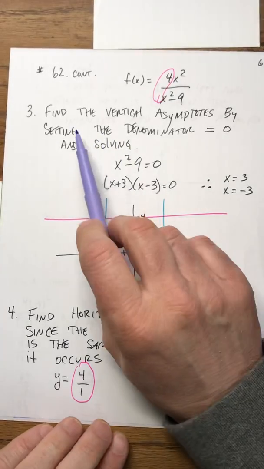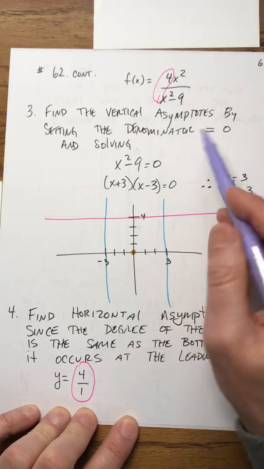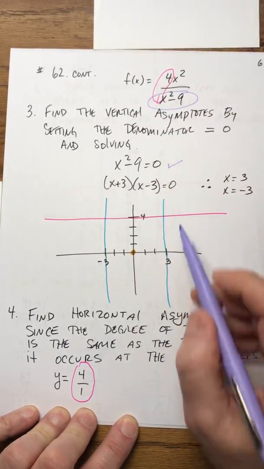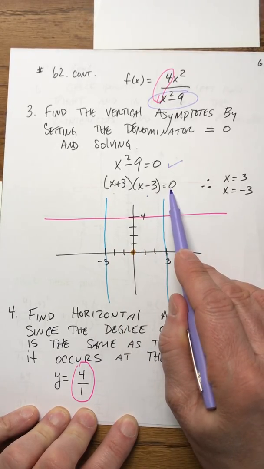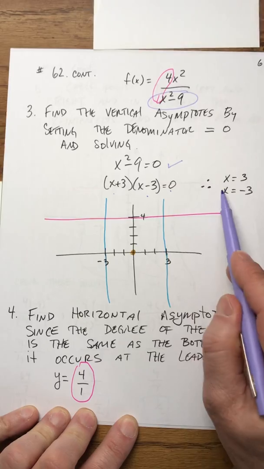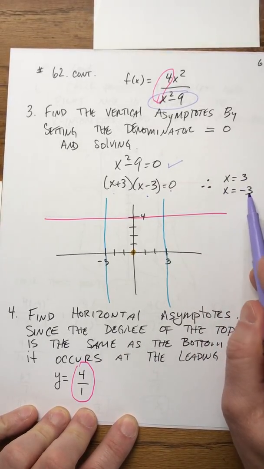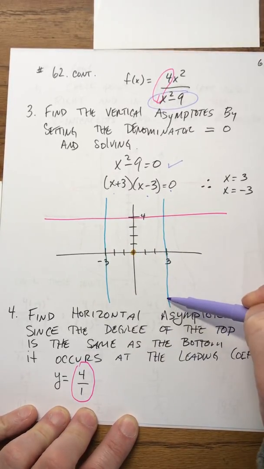Part 3, find the vertical asymptotes by setting the denominator equal to 0. So we're taking this denominator here, setting it equal to 0. We can factor it, it factors nicely, set equal to 0. These three dots mean therefore, if you ever see that. At x equals 3 and x equals -3, we have two asymptotes, and I put them in blue.